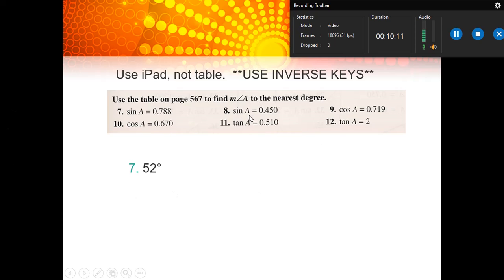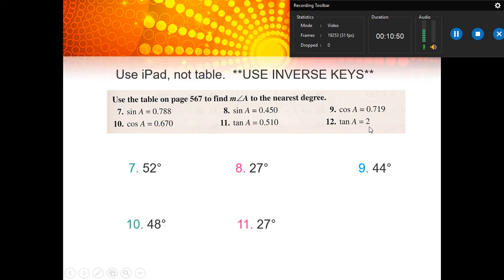Number 8 is also sine, so hold that button down and activate inverse sine. Type in your decimal 0.45, and we should get 27 degrees. For number 9, we're moving on to cosine, so hold the cosine button down, activate your inverse, and we should get 44 degrees. Number 10, another cosine, hold the button down, we have 48 degrees. Number 11, tangent of A. So now we're going to hold the tangent button down, activate our inverse, and we have 27 degrees.